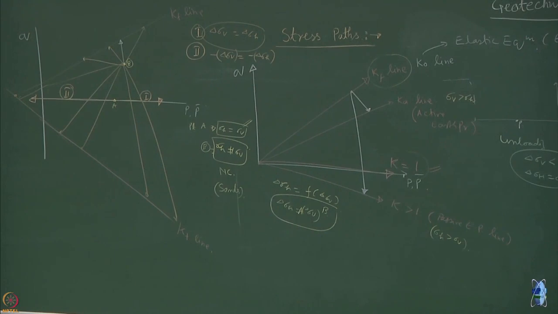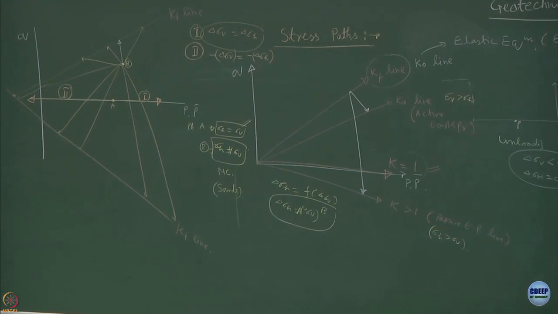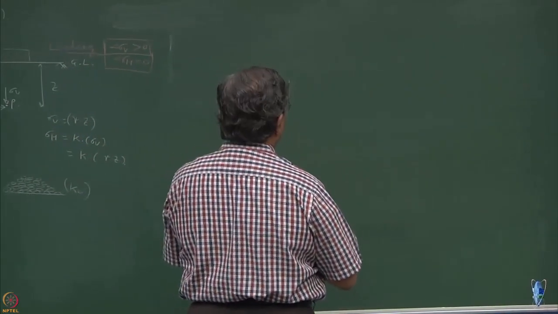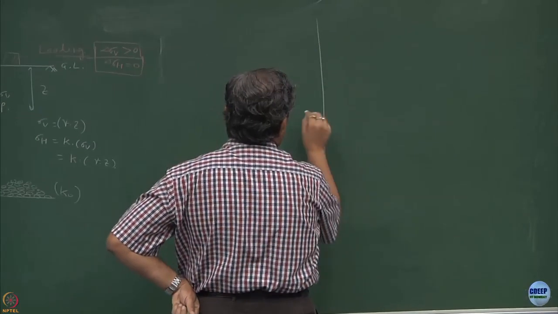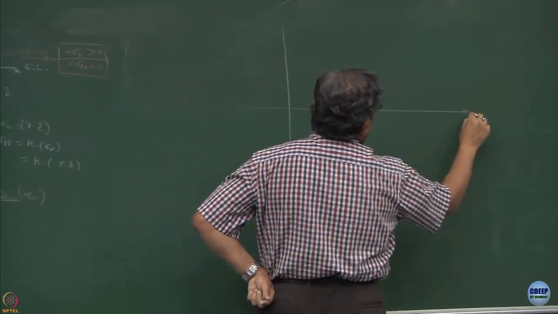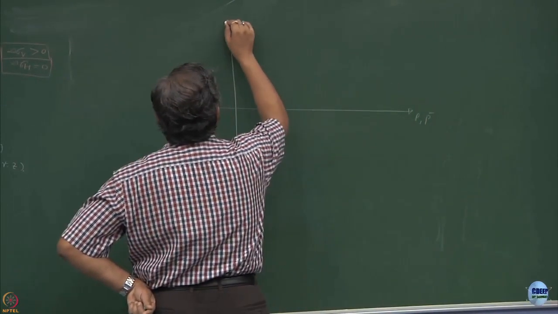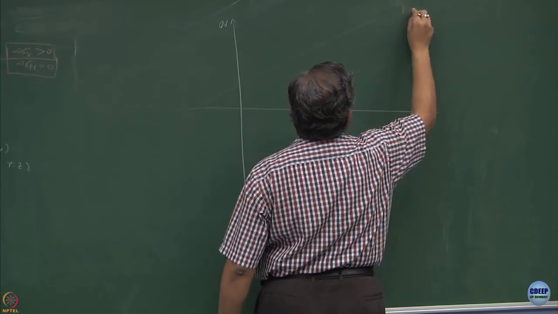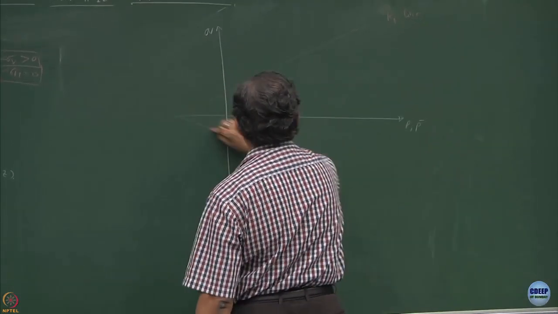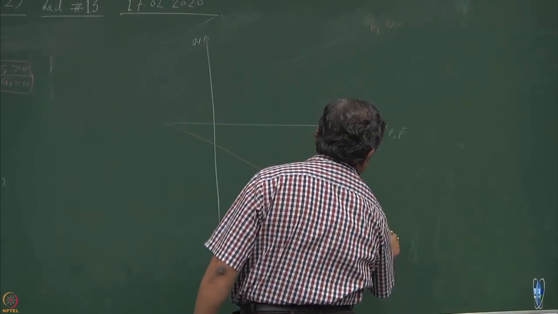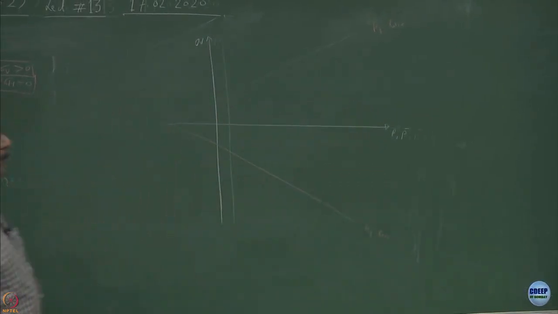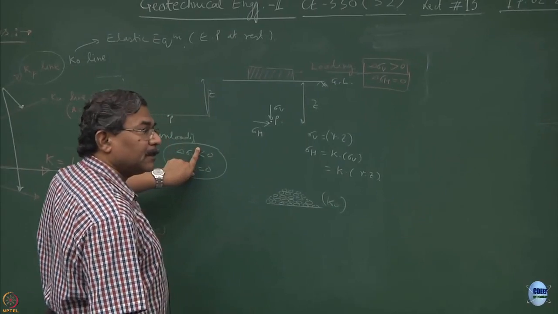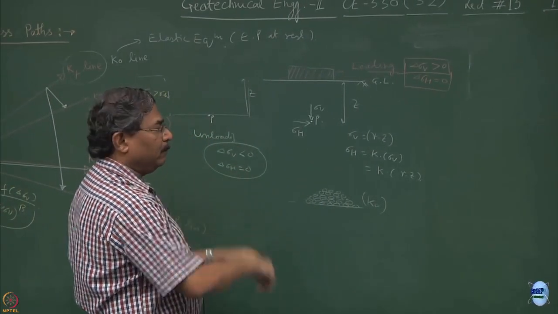Now the last part of the triaxial testing would be, suppose I give you the p, p prime plane and q plane, and this is the KF line. Yes, so I will now elaborate upon this concept and the combination of these two, fine.